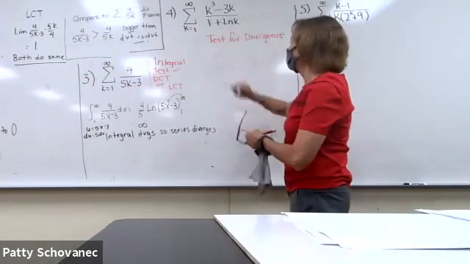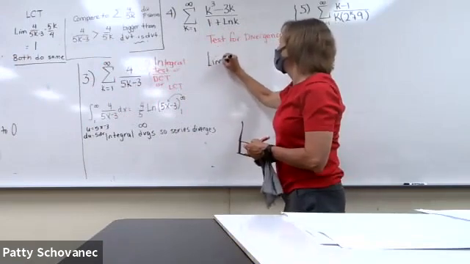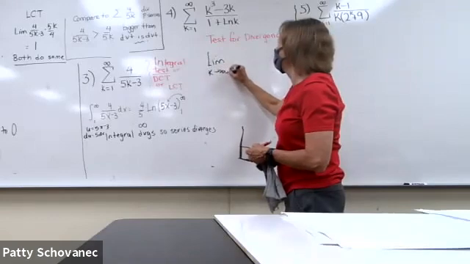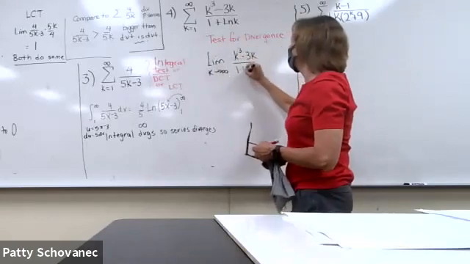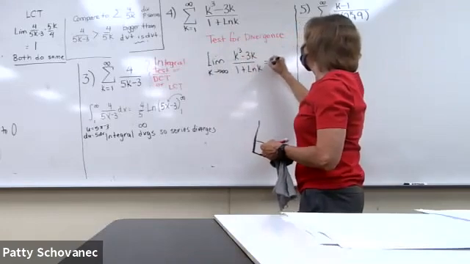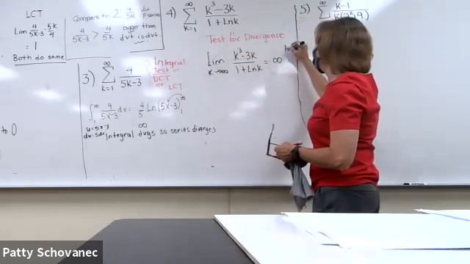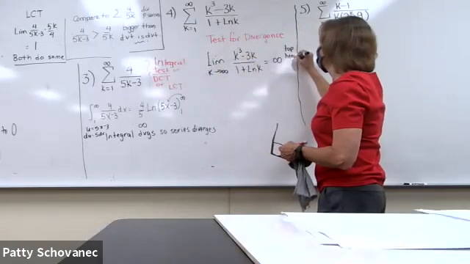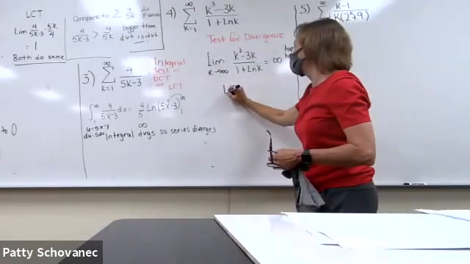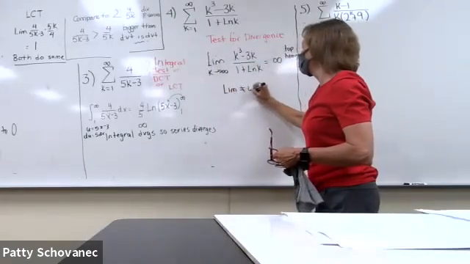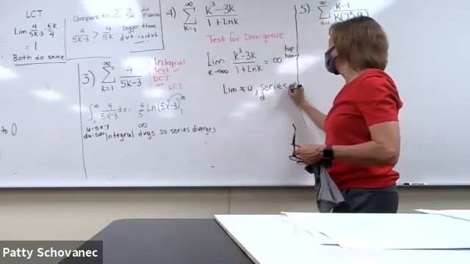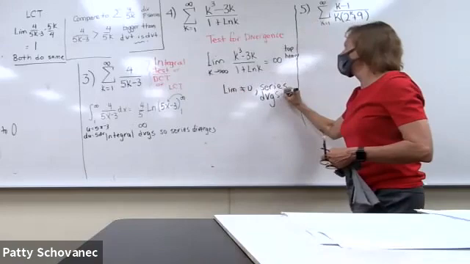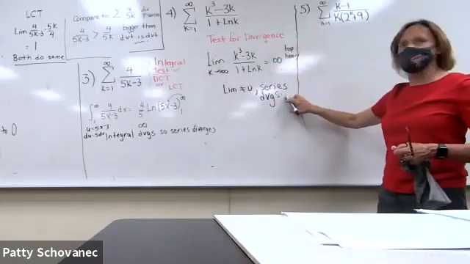All right, so I'm taking the limit as k goes to infinity of k cubed minus 3k over 1 plus ln k. And that's infinite because it's top heavy. And since the limit is not 0, the series diverges. Give me your test, run your test, state your conclusion.